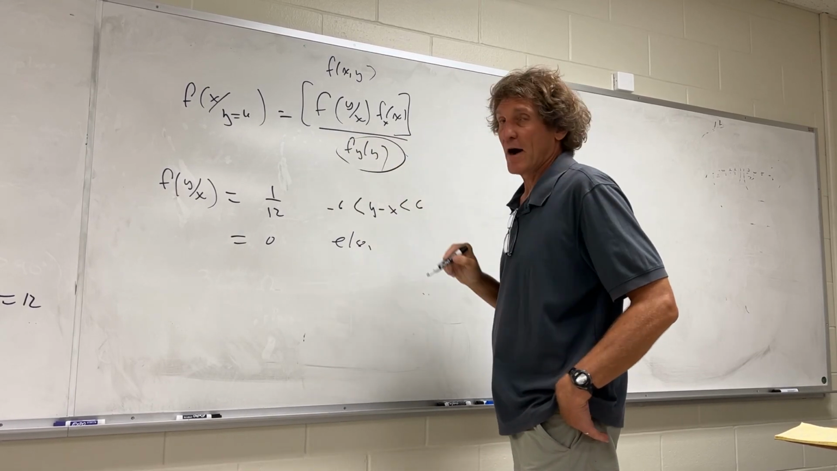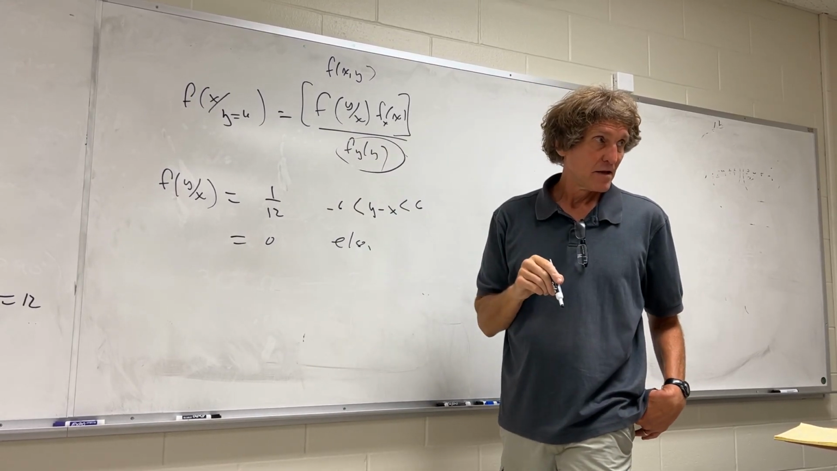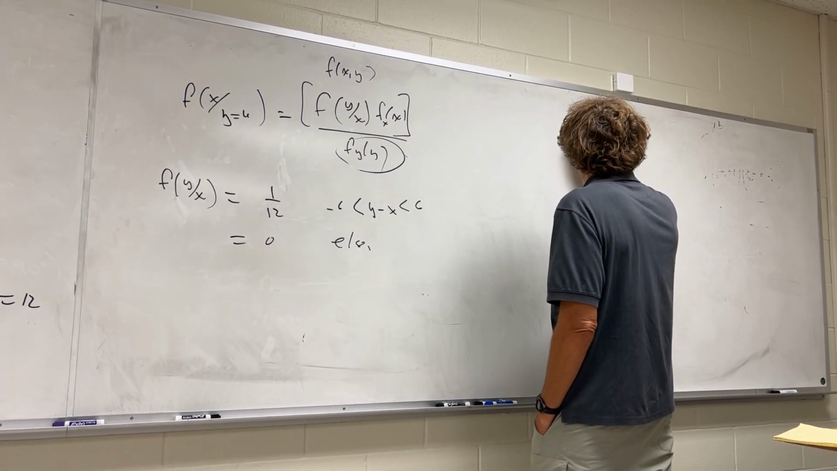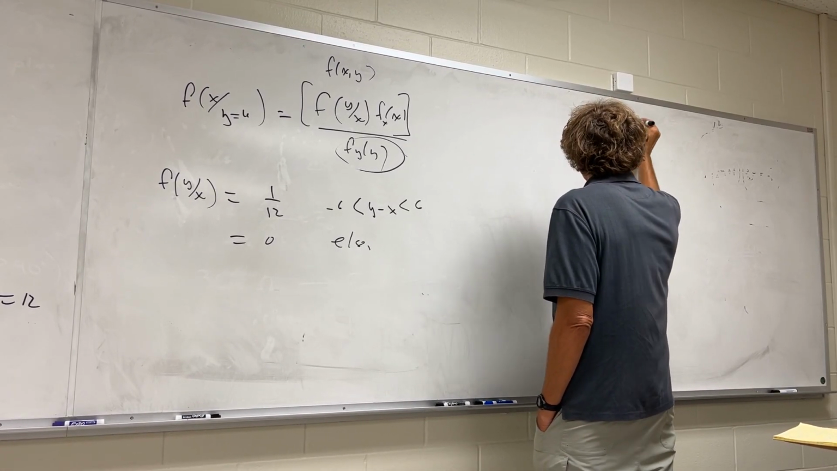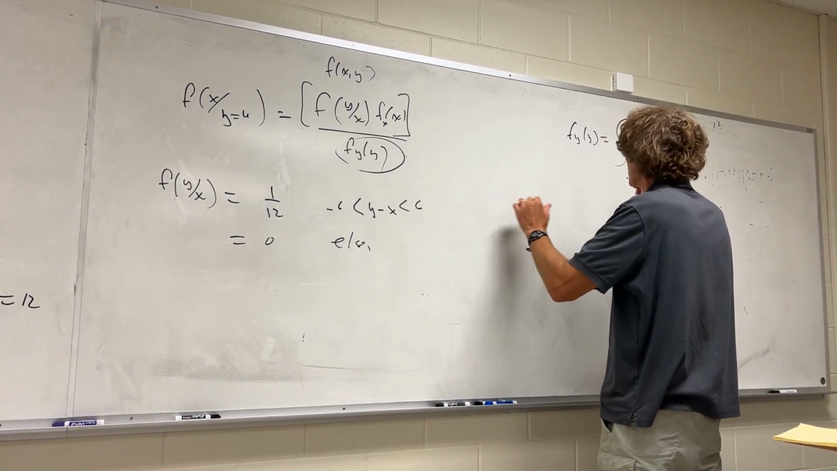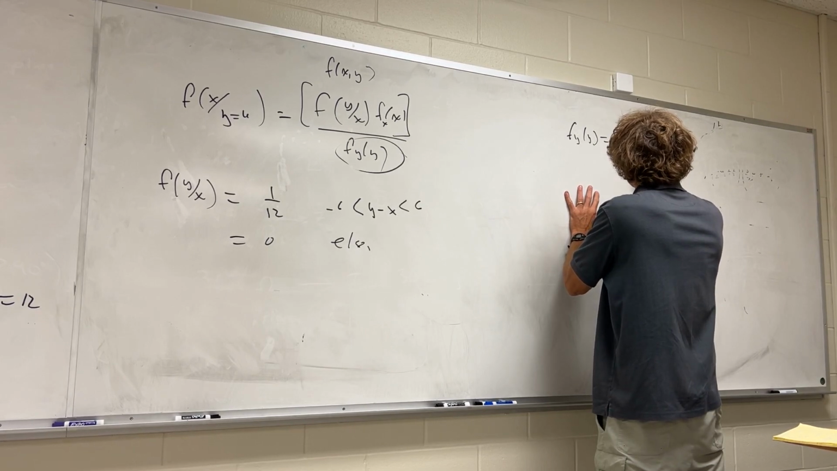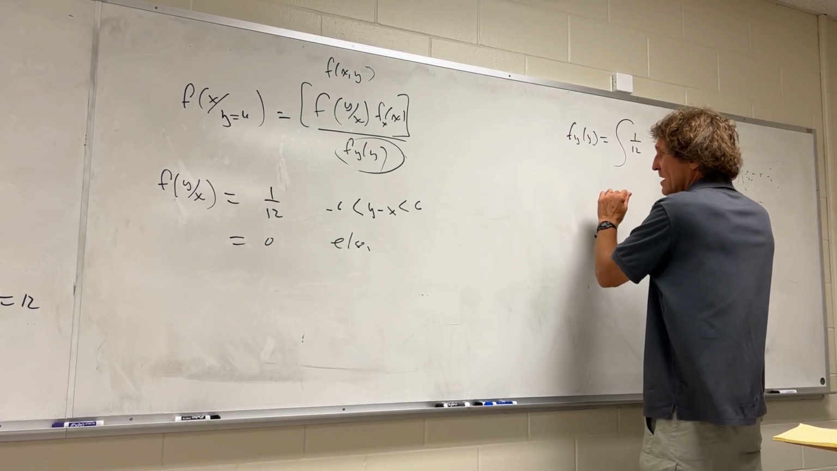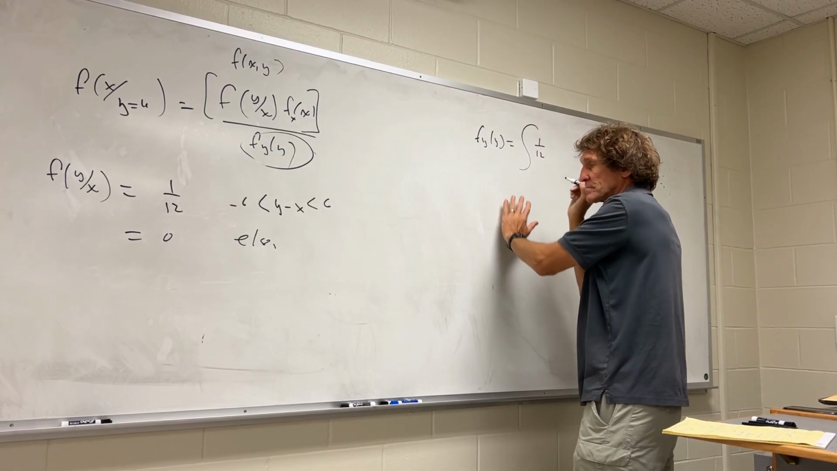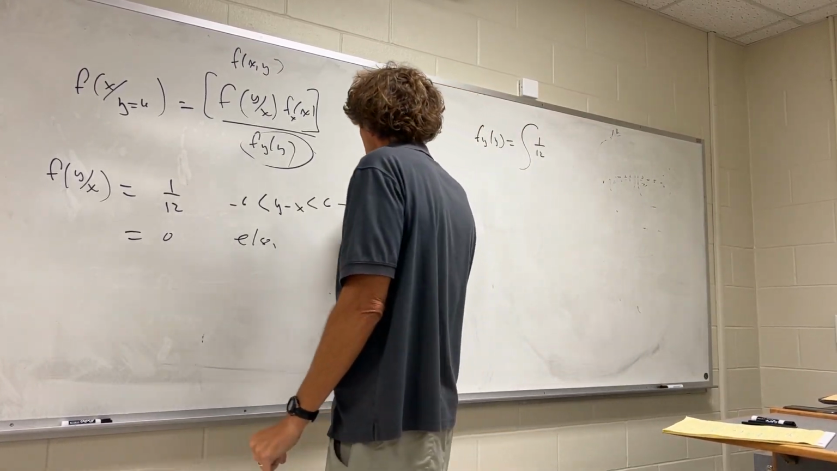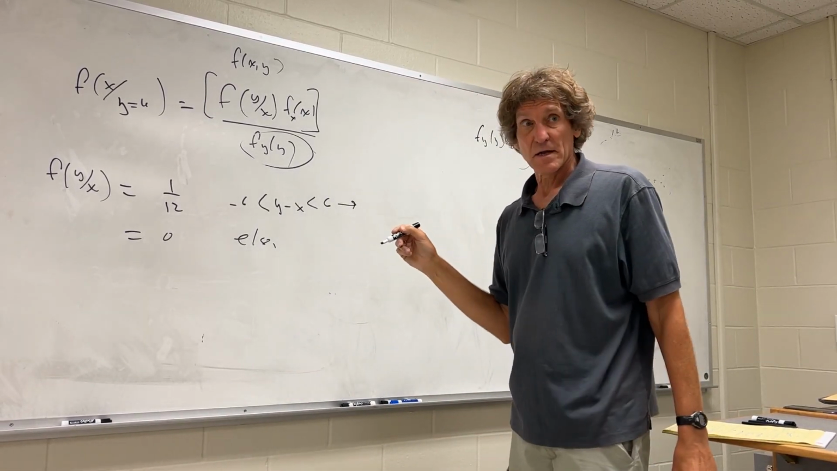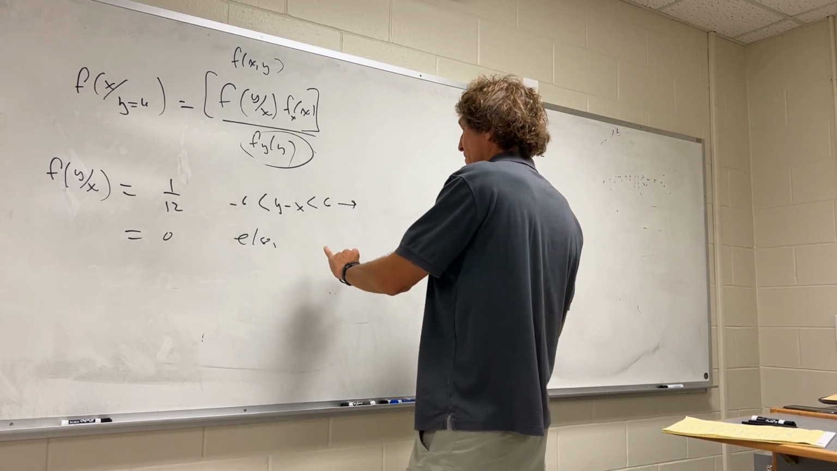I need to get f of y, right? Do you agree with me, everyone? So what is f of y? F sub y of y technically is an integral of that thing right there. So I'm going to say 1/12 is there. And the limits, how would you do these limits, guys? How do you want to do them? This is going to be an integral with respect to x, right? So where does x go from?